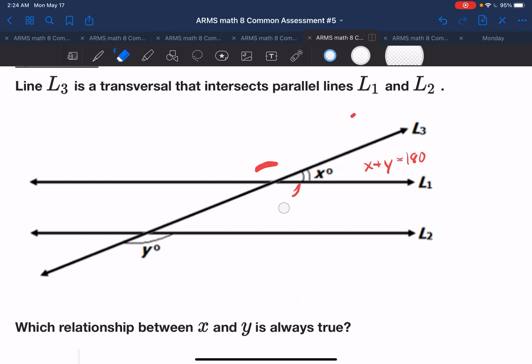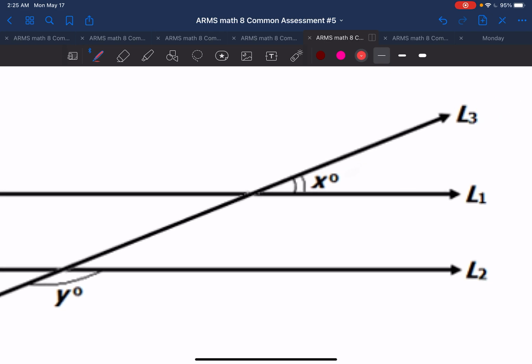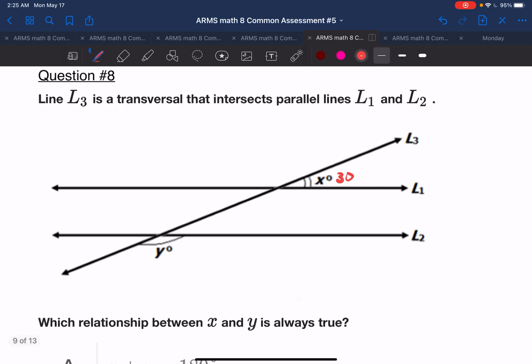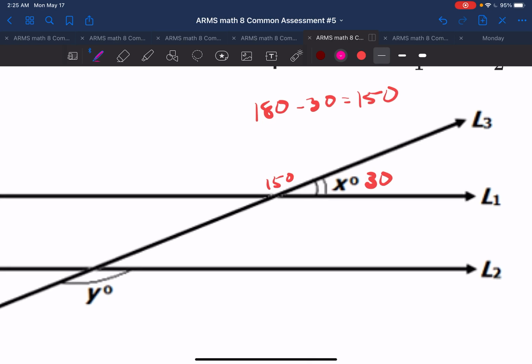So what that means is, let's pretend for a second that this was 30 degrees. Just to pretend. They say that's 30 degrees. Well, if that's 30 degrees, and this is 180, right? That means this right here is going to be 150. So that angle right there will be 150. Well, if this one's 150, then these two together are going to equal 180. So that means this one has to be 30, right?